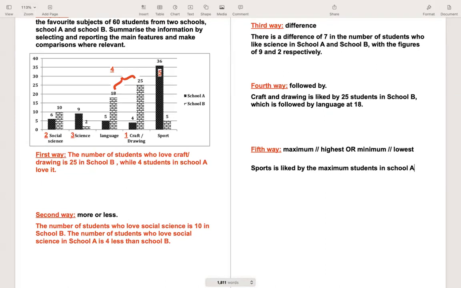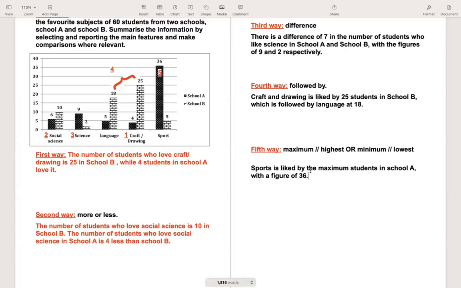This is a question for Kritiman only. Kritiman, which type of sentence is this? Active, passive? Passive. Very good. I'm starting with sports is liked by, and instead of data, I'm writing the maximum students in school A. Now I want to give the data. What will I do? With, or at, or something like that. With a figure of 36. Perfect. Is it clear?